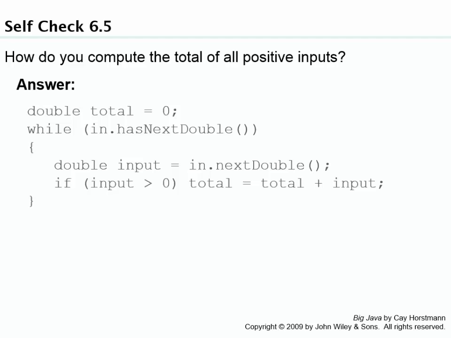So you check to see if it has the next double. If there is, you read it in, store it in input. If input is greater than 0, meaning it's positive, then you do this part. You add the input to the total, and you reset the value of total. And that will only add in positive numbers, but not negative ones.